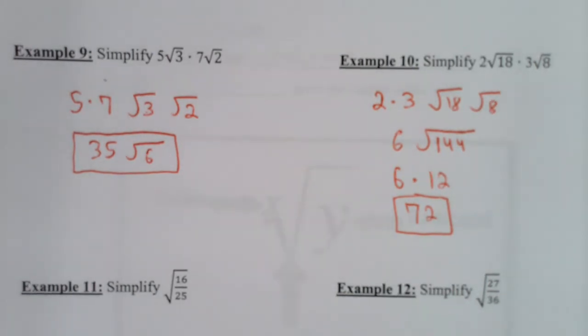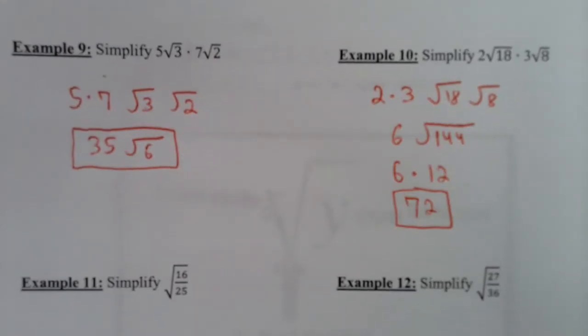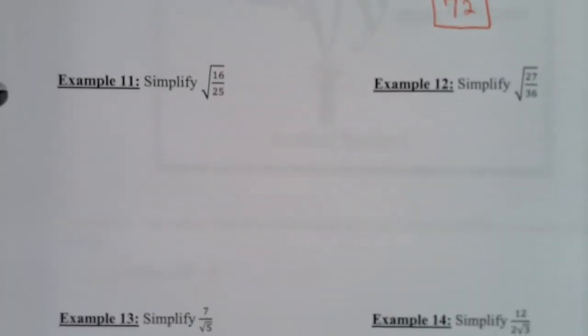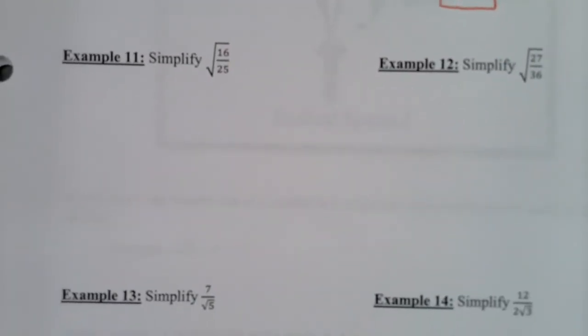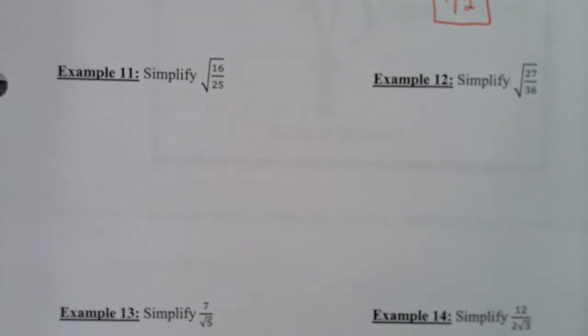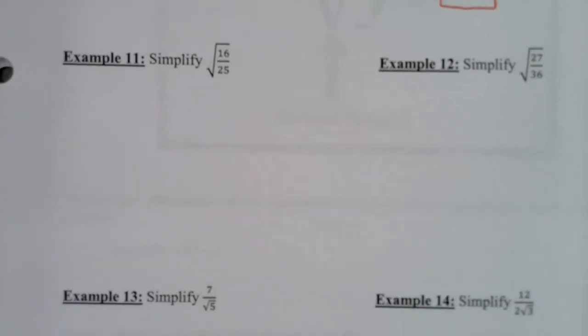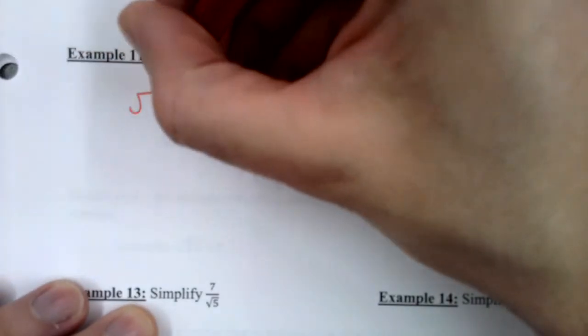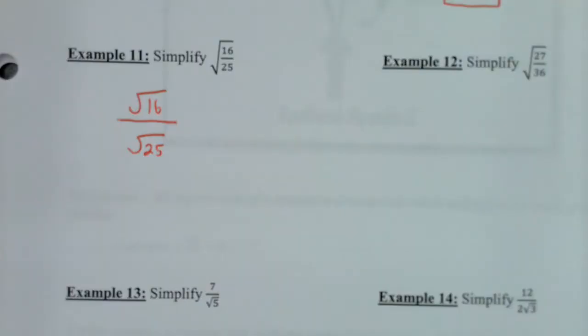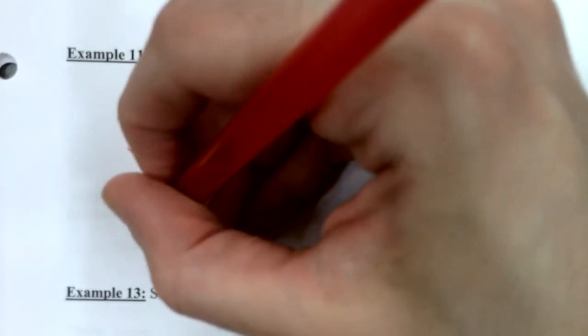Okay. This next one, simplify the square root of 16 over the square root of 25. Now, there's 2 ways to think about this. You can break apart the square root and think of it as square root of 16 divided by square root of 25, and then simplify each one separately. So the numerator becomes 4, and the denominator becomes 5. And that's the answer for that one.